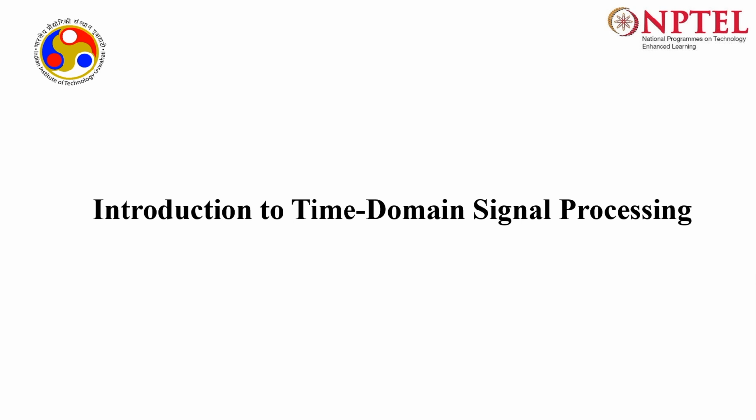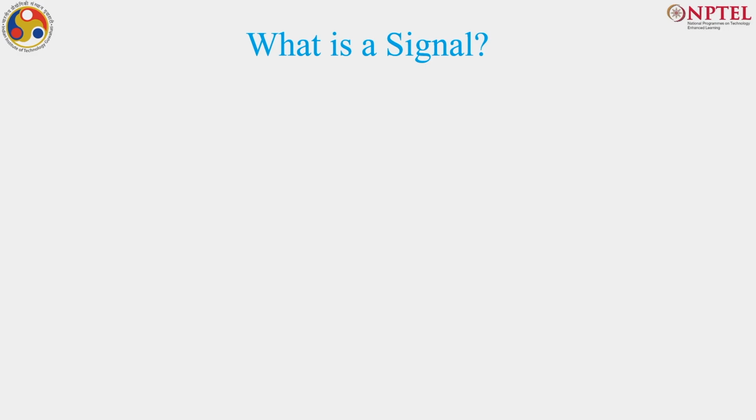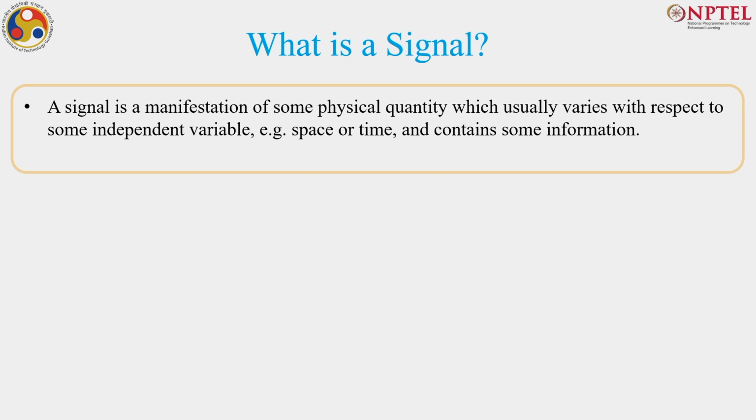So, first we would like to understand what is a signal. Now, we have all come across the term signal. So, what is a signal? Now, the technical definition of a signal is a manifestation of some physical quantity which usually varies with respect to some independent variable, and that variable can be either space or time. And the most important aspect of a signal is that it contains some information.